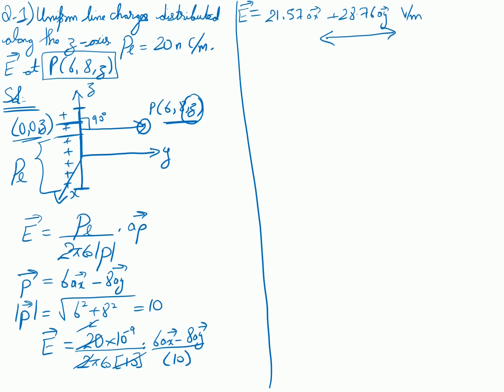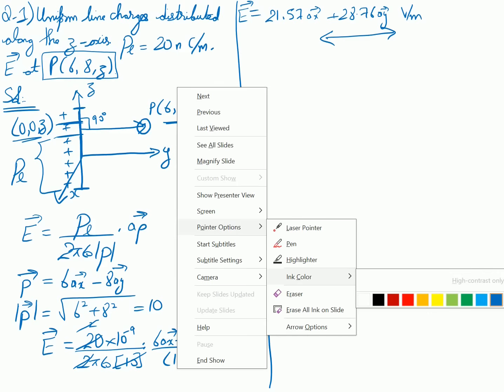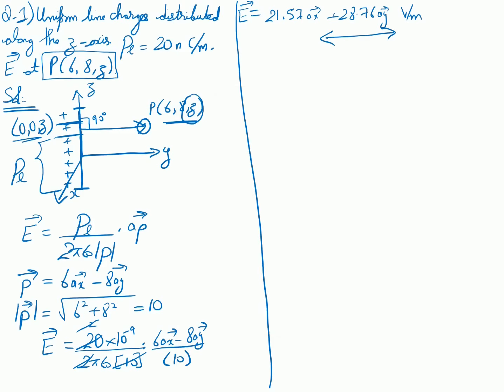So now let us take another example and see what happens if we change the orientation of the line of charge. By changing, I mean it is not lying on the z-axis. Let's say it is lying on the y-axis or x-axis for that matter. So let us now take another question.